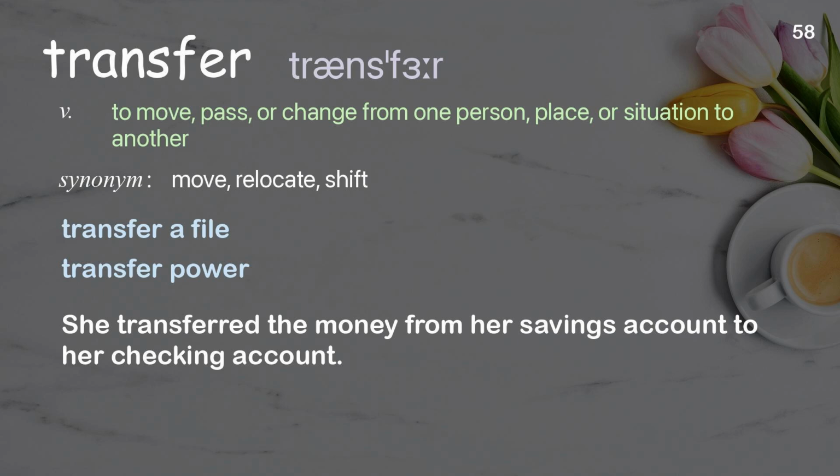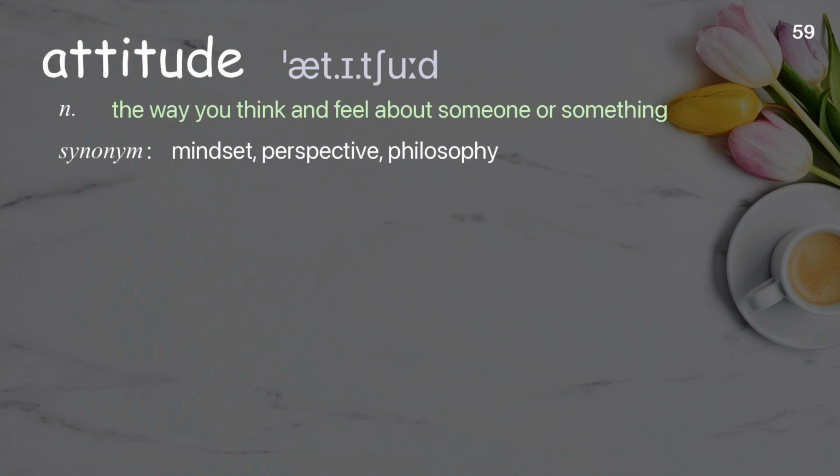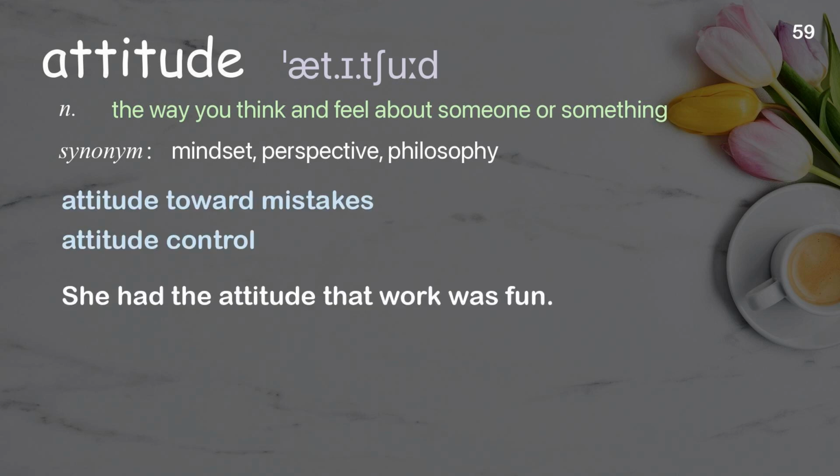Attitude. The way you think and feel about someone or something. Examples: Attitude toward mistakes. Attitude control. She had the attitude that work was fun.